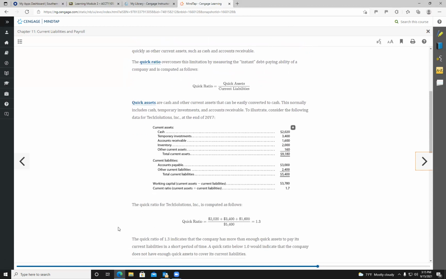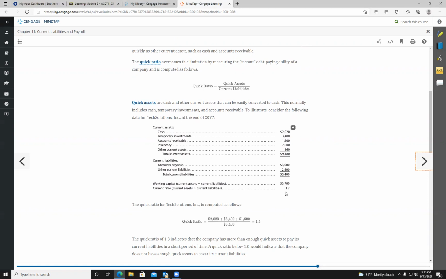So if we look here, we've got an example for Tech Solutions, Inc. Okay. So it gives us a list of our current assets and a list of our current liabilities. It's already measured our working capital, which was our current assets less our current liabilities. So our working capital is 3,780. Our current ratio is 1.7. So we have 1.7 times the current assets than we do current liabilities.